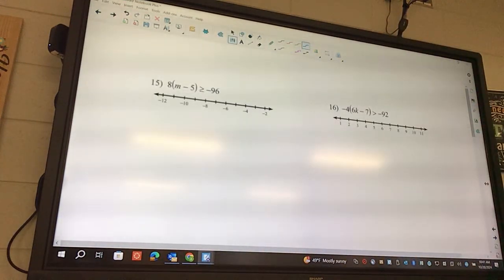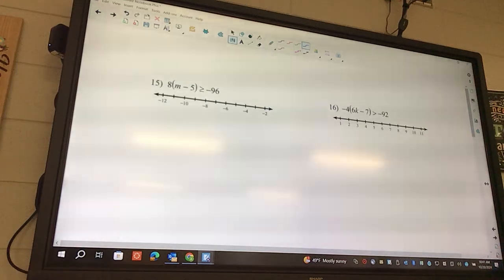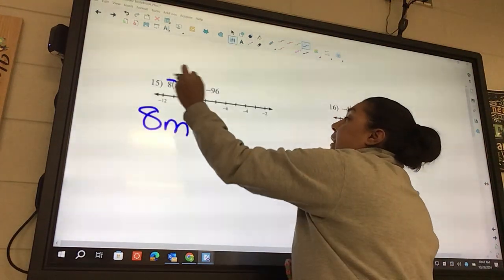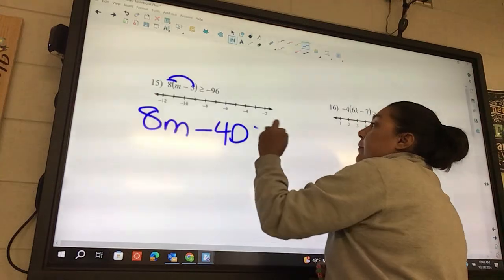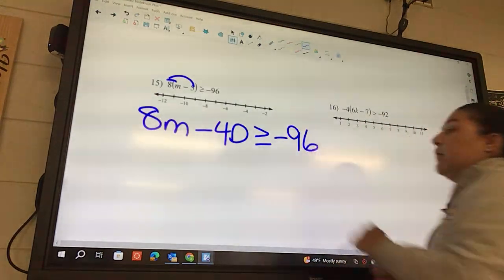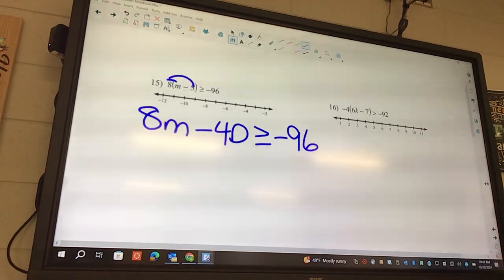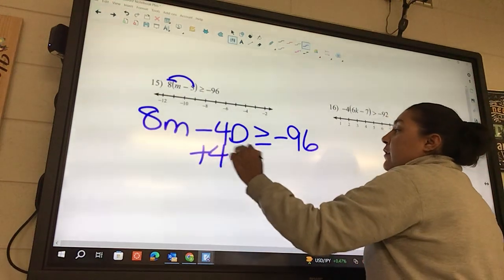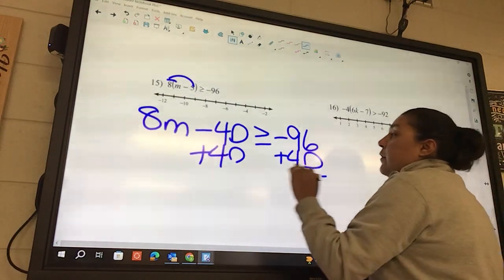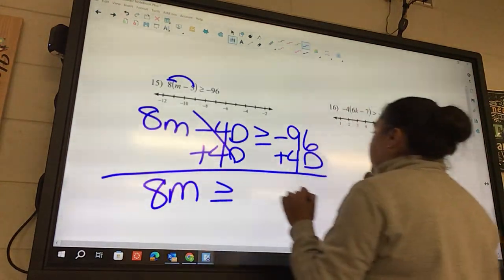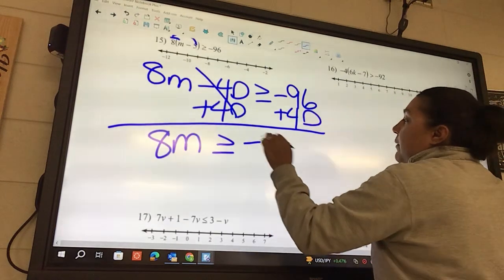Okay, 15, are there parentheses? Yeah, so we gotta do those first. So 8 times m is 8m. 8 times -5 is gonna be -40. Who needs moved first? The 40. The 40 needs to move first, so we're gonna say plus 40 on both sides. So I'm gonna get 8m. What is -96 plus 40? Negative 56.